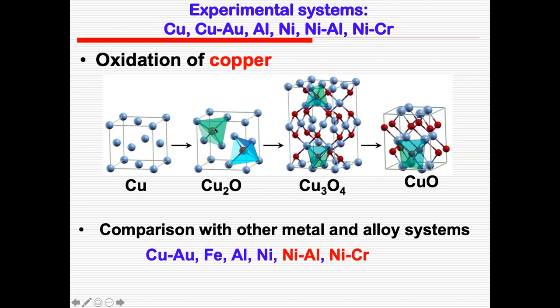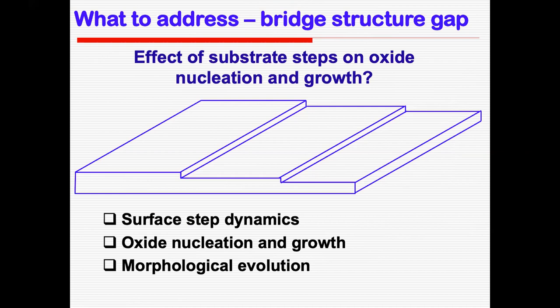A particular case we look at is the surface defects, and how surface defects, like atomic steps, affect the oxide growth. This can allow us to bridge the structure gap between idealized single crystal surfaces and real materials, which always contain a lot of surface defects. So in that case we look at, for example, oxide nucleation and growth and also the morphological evolution of the oxide.